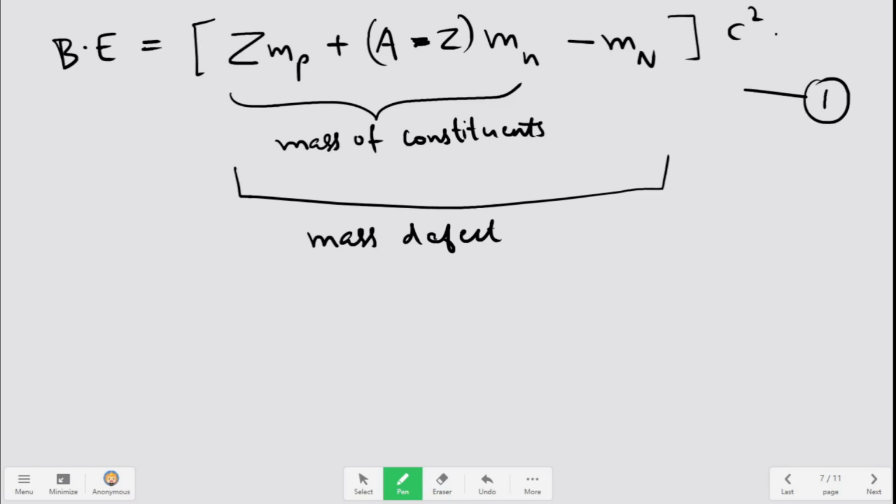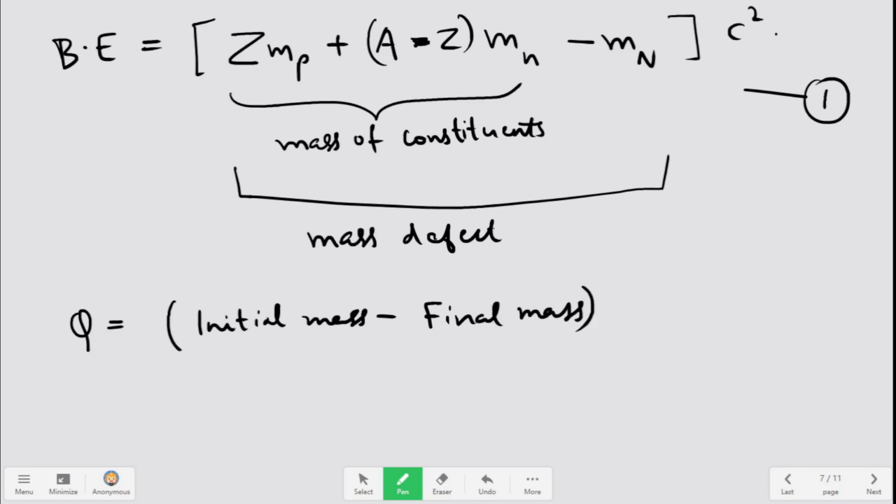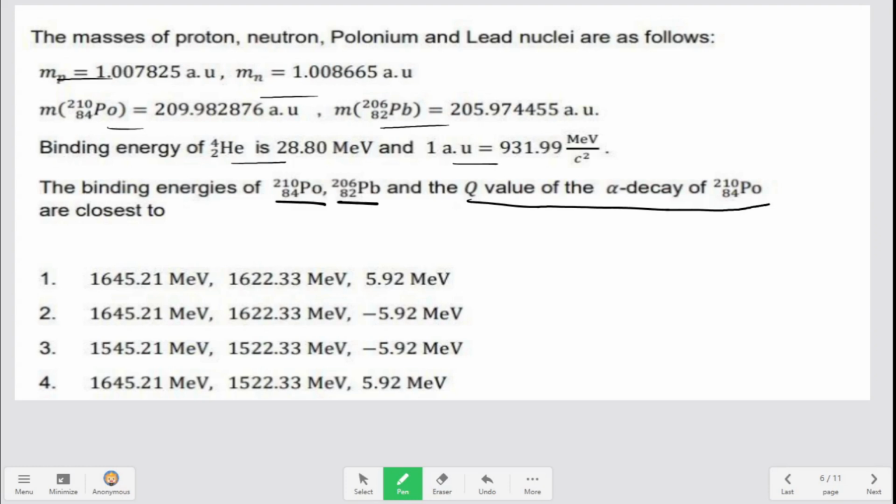Another formula we need is the formula for Q value. Q value is defined as initial mass minus final mass times C square. Now we know the formulas. Let's do the calculations. First we need to calculate the binding energy of polonium-210.